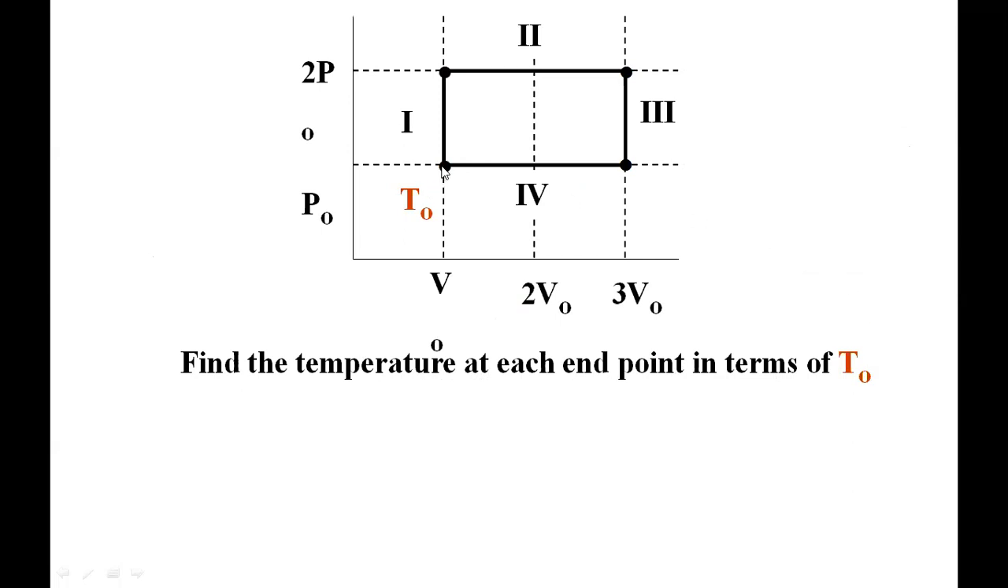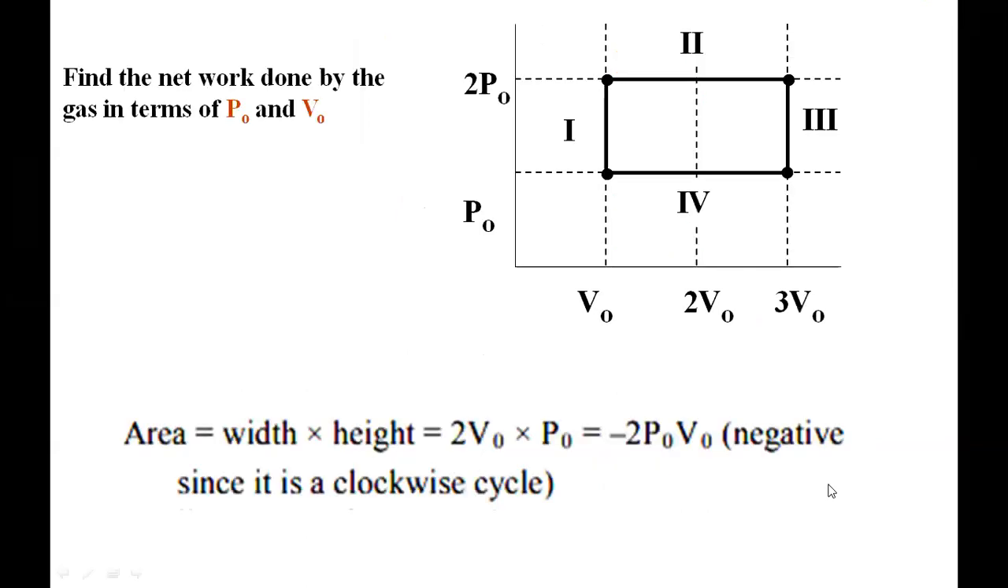Find the temperature at each point in terms of T naught. So we want the temperature at the end of these points. Here we have PV equals nRT, and T naught in this case equals P naught V naught over nR. If we substitute the values here, this is 2 T naught, and this is 6 T naught, and this point is 3 T naught, and at the initial point it is T naught.